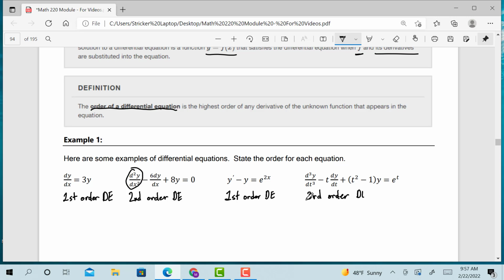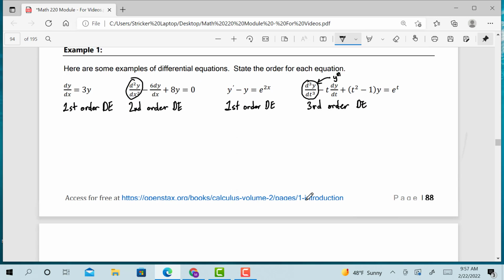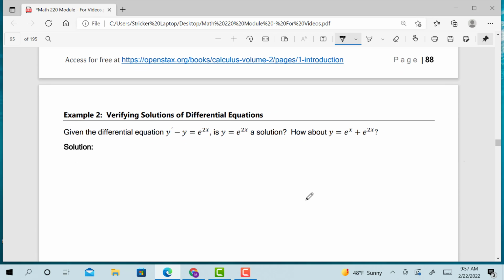Okay, so now you've gotten a little taste of what differential equations might look like. And again, I said this verbally, but let's go ahead and specify this notation. It's not one we see all the time, but that means the third derivative. So you've seen some examples of differential equations, and you know how to classify them by their order. Let's go ahead and look at another example.